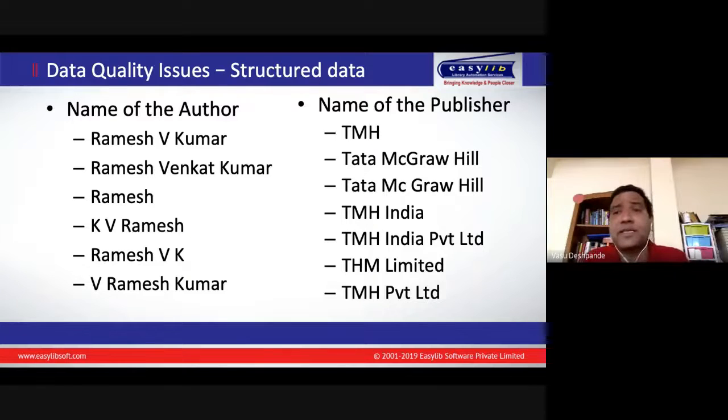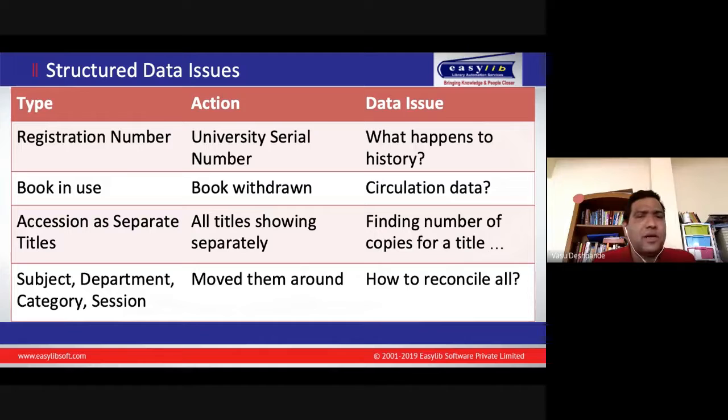Similarly, let's take the example of publisher. You have got Tata McGraw-Hill, TMH, Tata McGraw Hill, then TMH India, TMH Private India. This is an example, right? So there are two kinds of data. One is the structured data, what gets stored in your database, and the other one is unstructured data. The issues with the structured data are like this. Let's go a little bit more into the details on this.